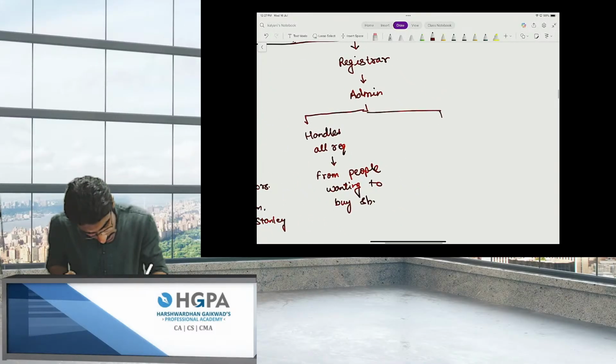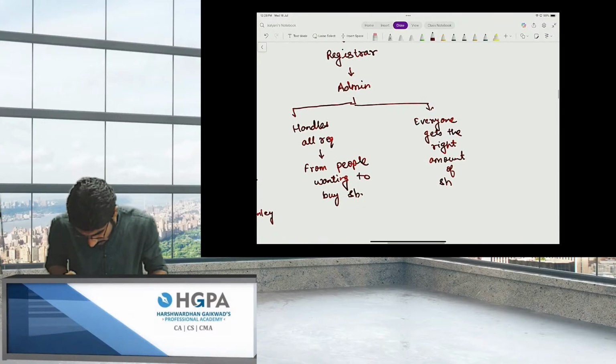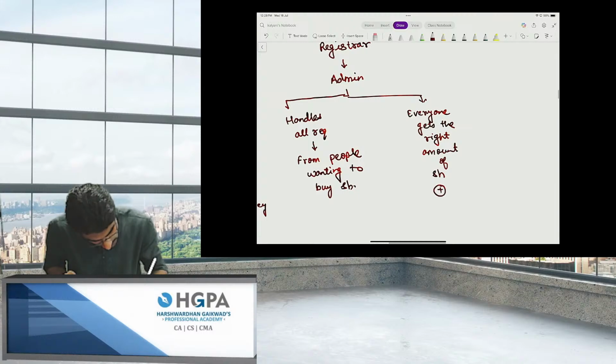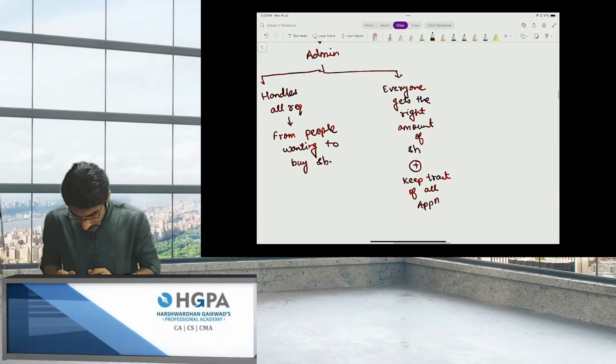He ensures that everyone gets the right amount of shares plus they keep track of all applications. Cool people?